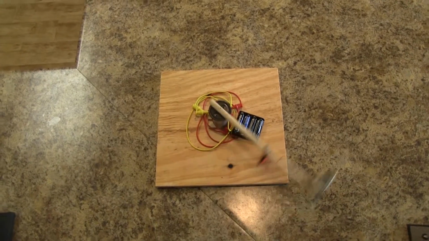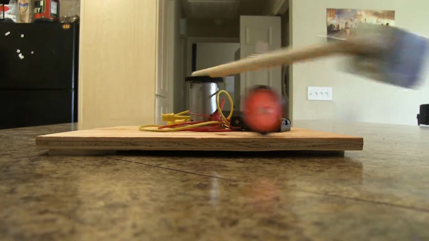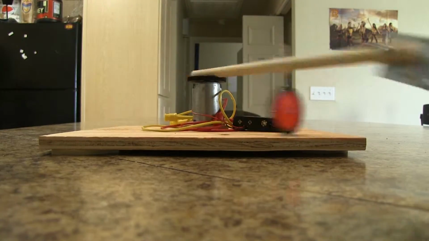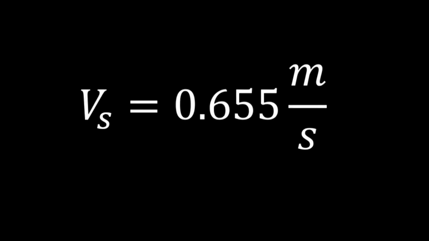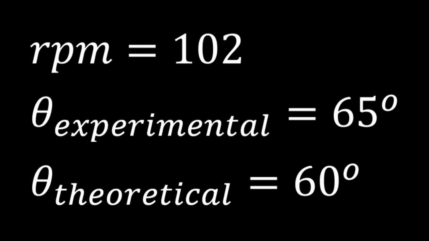After several trials varying the angle, we found an experimental angle that keeps the person in its seat. The apparatus spins at practically a constant angular speed. Using video frame analysis, the speed of the seat was determined to be 0.655 meters per second. Using this speed and the equation, a theoretical tilt angle was calculated. The experimental angle was 65 degrees, and the theoretical angle was 60 degrees. These 2 angles are relatively close, which proves that the mathematical model is fairly accurate.